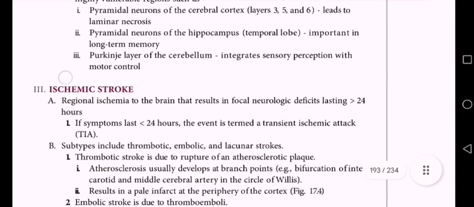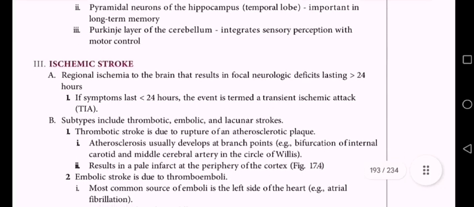That would remind us of ischemic stroke, where regional ischemia to the brain results in focal neurologic deficits lasting greater than 24 hours. If symptoms last less than 24 hours, the event is termed a transient ischemic attack, TIA, which is again very high yield. Subtypes include thrombotic, embolic, and lacunar strokes.